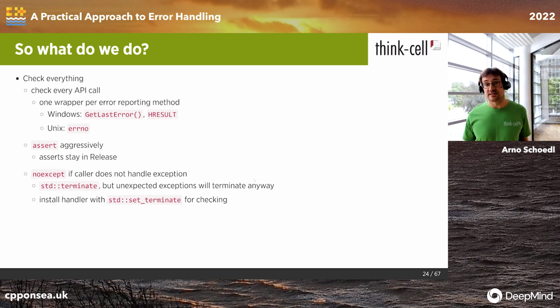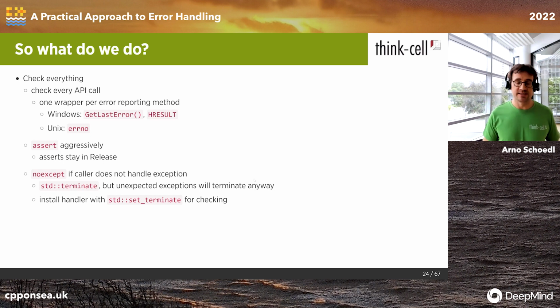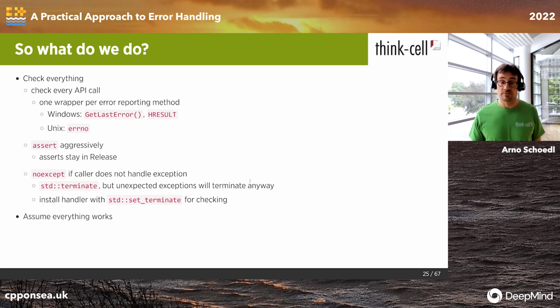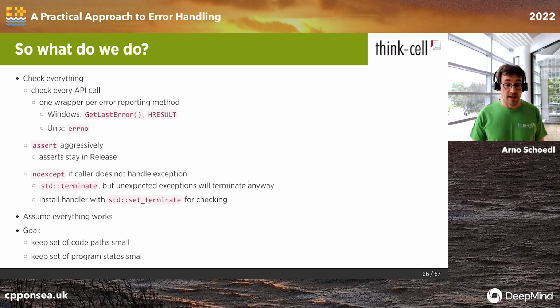Now, after we did all that, and after we instrumented all the code with all these checks and all these wrappers to collect whether any of these things fail, we assume that everything works. So we don't write any error handling code for now. We just assume that everything is okay. Now, of course, the question is, what do we do if something fails?